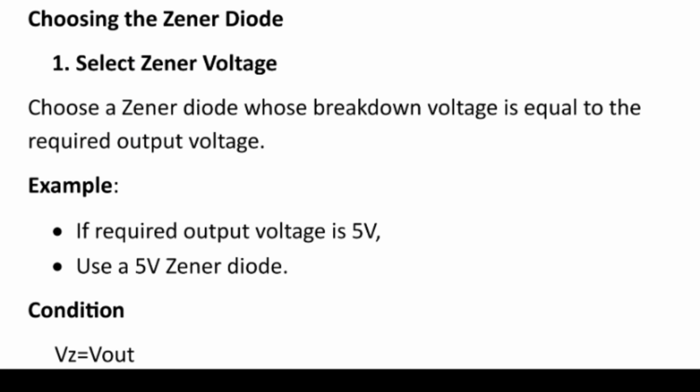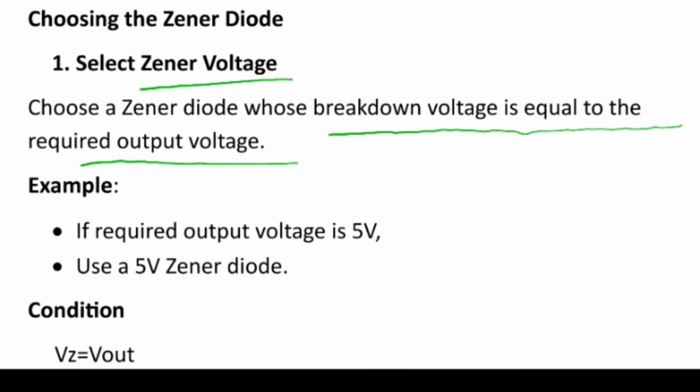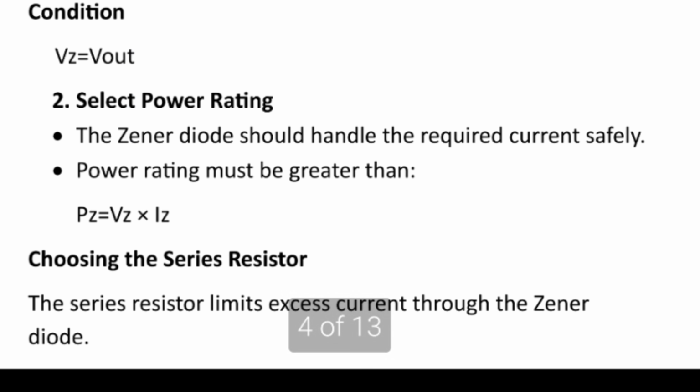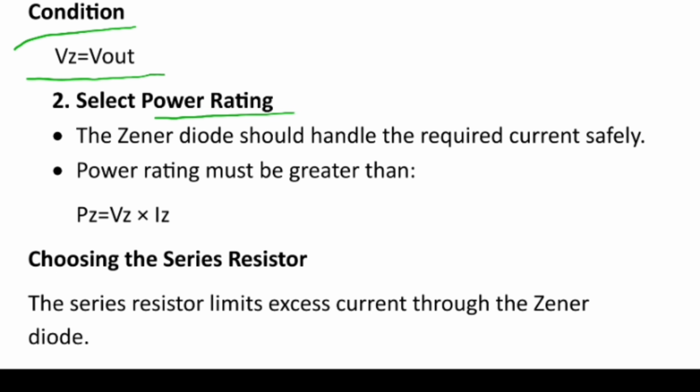Coming to the selection of the Zener voltage: the breakdown voltage will be equal to the required output voltage. For example, if the required output voltage is 50 volts, we have to use a 50 volt Zener diode. So the condition is Zener voltage VZ equals output voltage. Coming to the selection of power rating, the Zener diode should handle the required current safely, and the power rating PZ is equal to VZ into IZ.